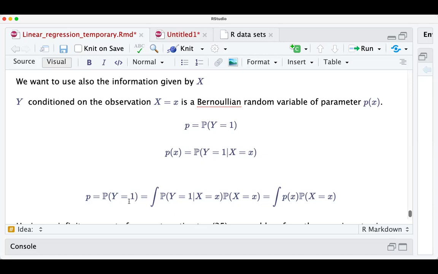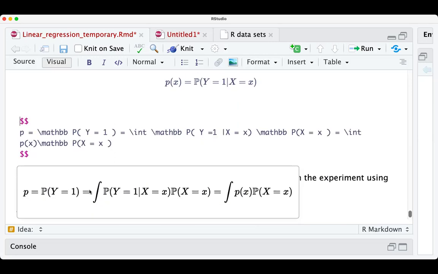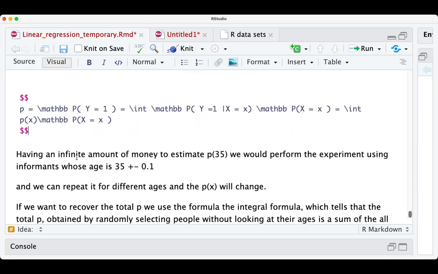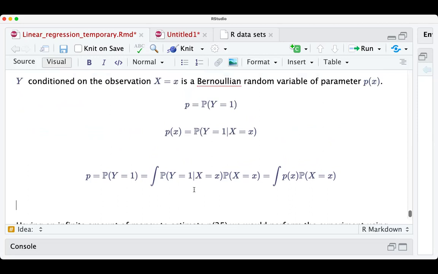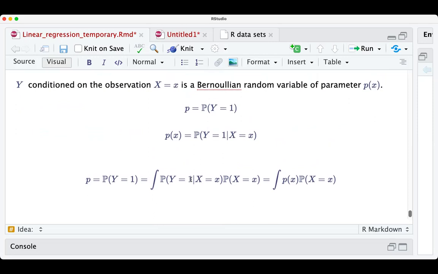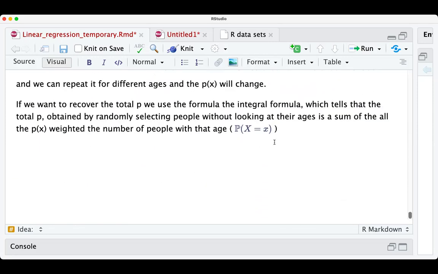But this is a probability result, so it's not easy. It's this integral formula, which is basically the total probability formula. But do you understand that this p varies with the age? Okay, that's good.